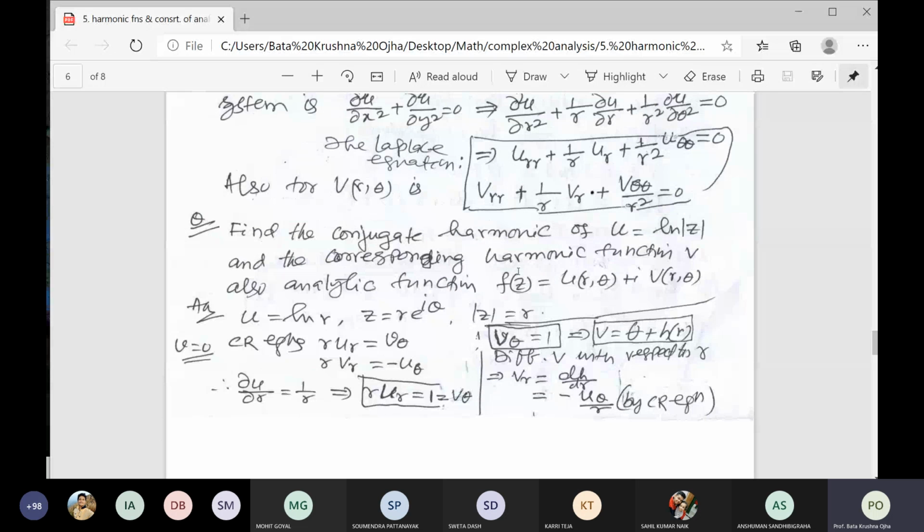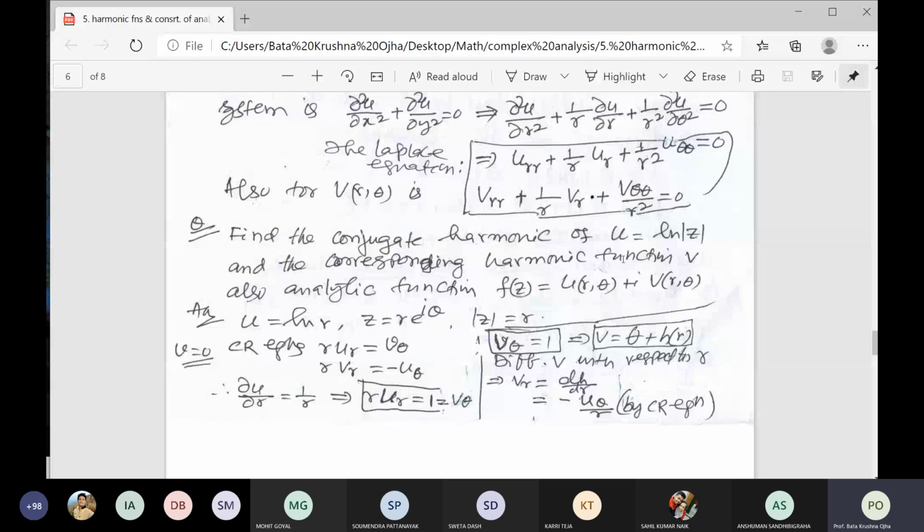But suppose you solve this question by rectangular form. What will be u in rectangular form? Mod z is equal to the square root of x square plus y square. So u becomes half of ln of x square plus y square. Suppose you want to check your Laplace equation, you find del square u by del x square. It is very difficult and very lengthy. Finally, you may not get any answer.